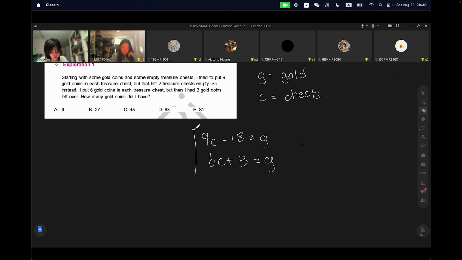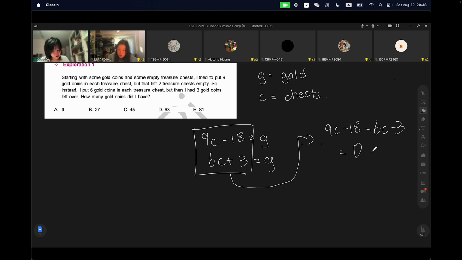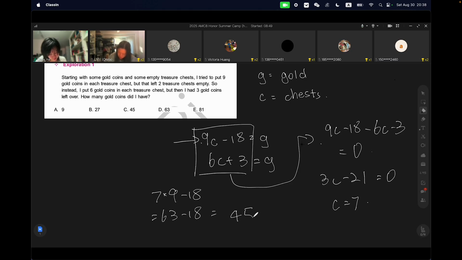Therefore, we know that these two equations are the same. And by solving it, we can do some subtracting. Let's say 9C minus 18 minus 6C minus 3 would be equal to 0. So 3C minus 21 would equal 0, and C would be equal to 7. So therefore, there are 7 chests in total. But the problem asks us how many gold coins we have, so we have to plug it into this equation. So 7 times 9 minus 18 would be 63 minus 18 equals 45. So therefore, the answer is C, 45.